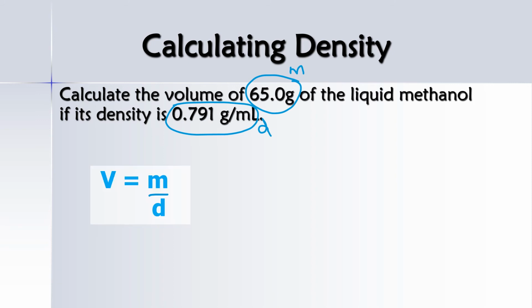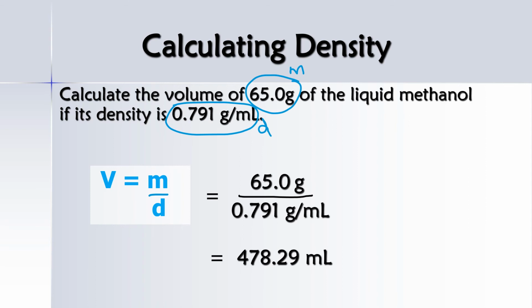So we know the equation to find the volume of something: mass divided by density. We can go ahead and plug in the numbers. The mass is 65 grams. The density is 0.791 grams per milliliter. That gives us this answer.